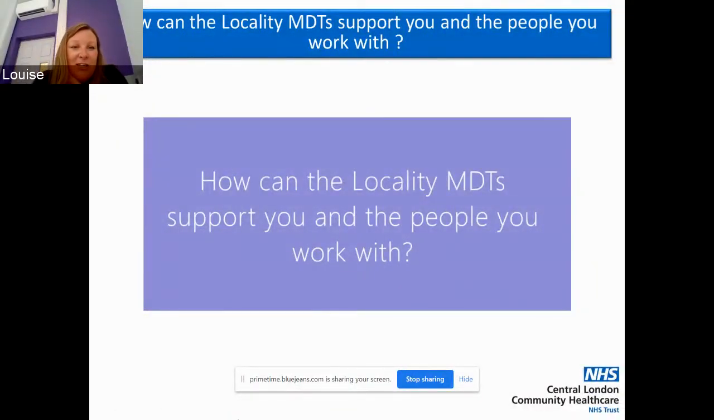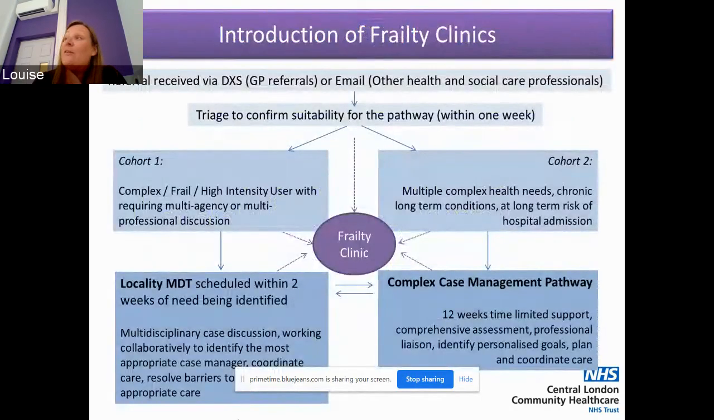And just in the nick of time, the slideshow comes back on. Can I have the next slide, please, Daisy? The next one, the one with the Frailty Clinic bit on it, thank you.